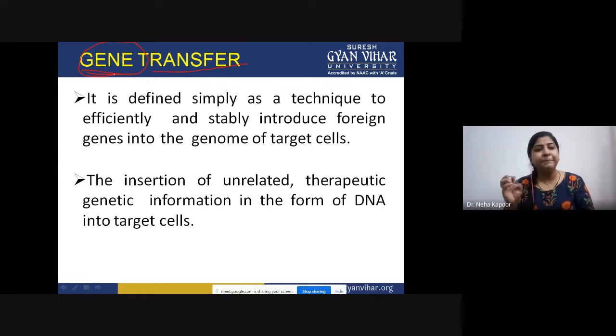It is quite a simple technique in which we can very efficiently and very stably take out one gene, or you can say introduce one foreign gene, into the genome of an altogether different organism. So that is the gene transfer process. That means you can insert unrelated genes that may confer some unique property to the recipient organism.